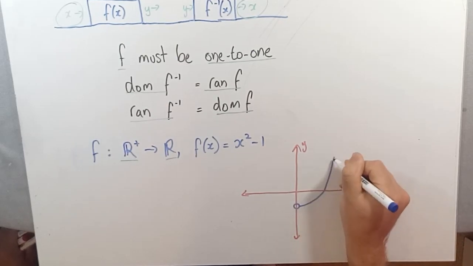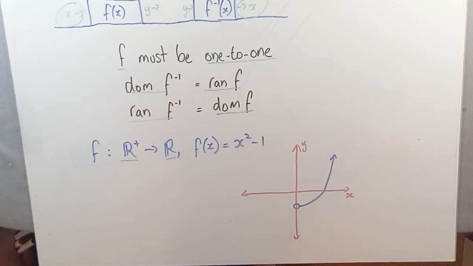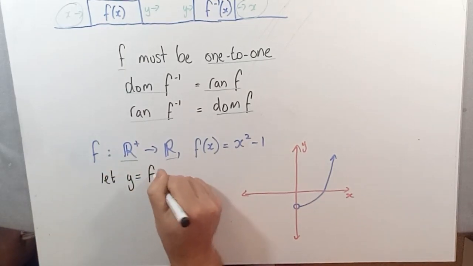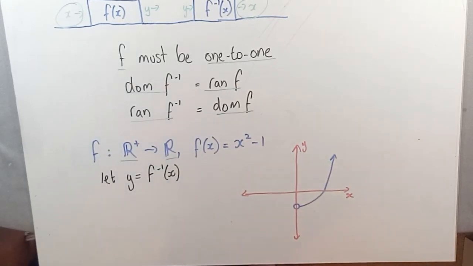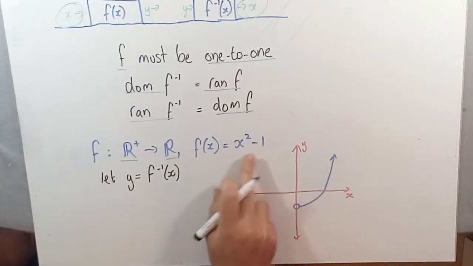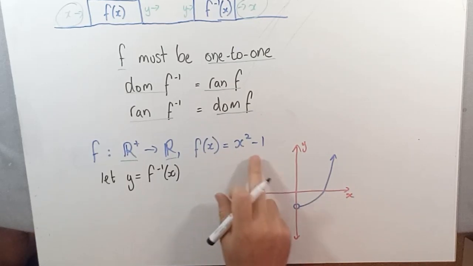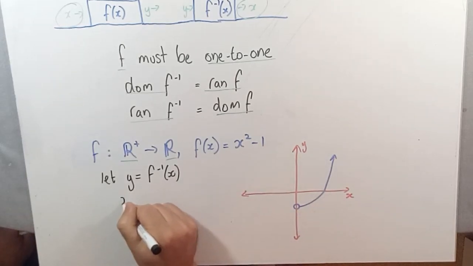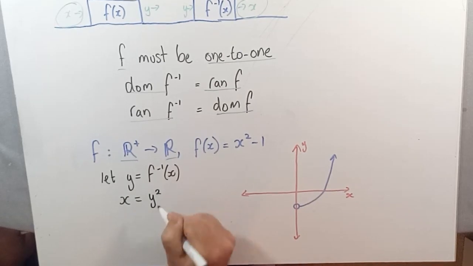We've done this before. We get this function here. Remember the open circle because it's not including the 0. We want to find an inverse function for this. So the method we use is we say let y equal the inverse function of x, and then we swap the x and y's in this function. If we think of this as y equals that, then we're saying that y is the inverse function. So we're going to put a y in for x. So we're going to say x equals y squared minus 1, and then we're going to solve for y.